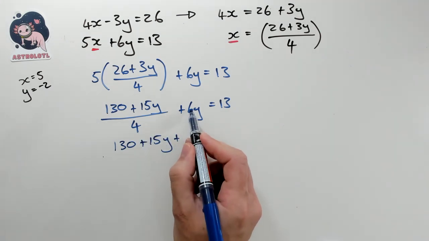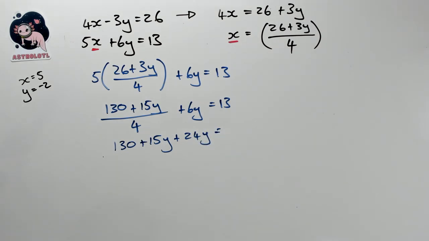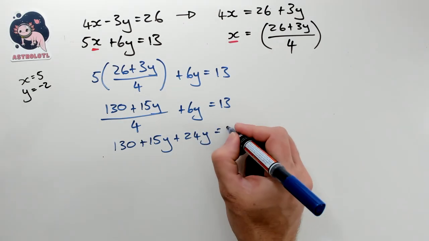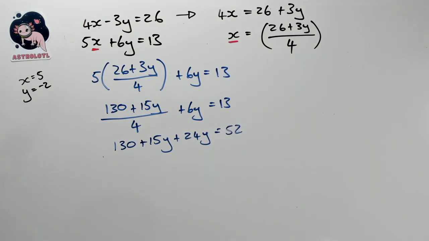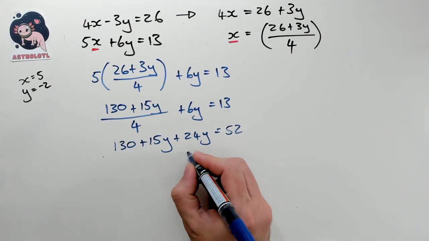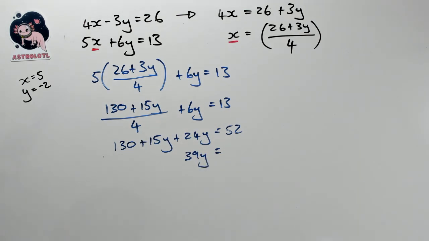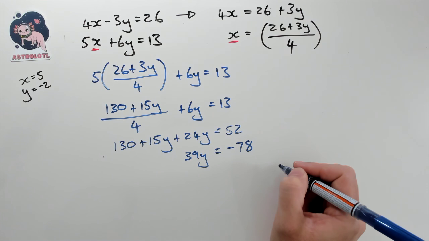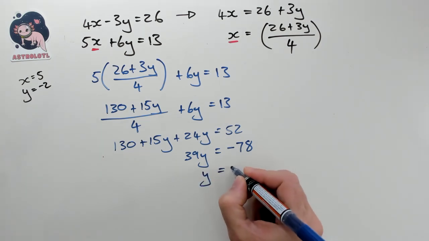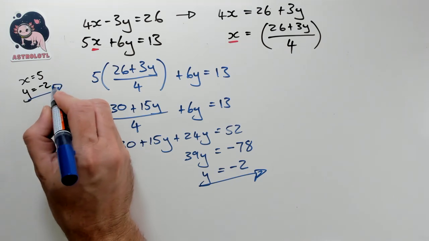And this has to be multiplied by 4, so that should be 24y. And 13 times 4 is 52, but I'm just double checking myself. Cool. Now I have 15y plus 24y, that would be 39y. And here I'm going to have 52, but I'm going to take away 130, so that would be negative 78. And y is negative 2 then, which is the same as what we got there.